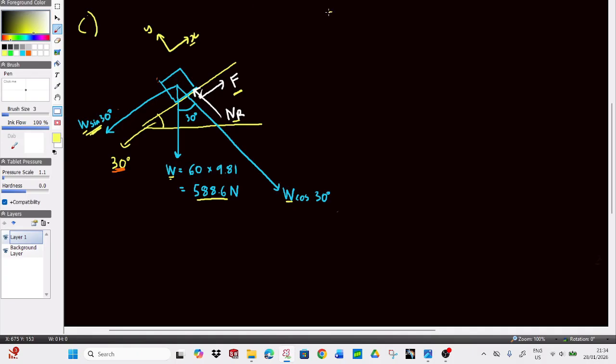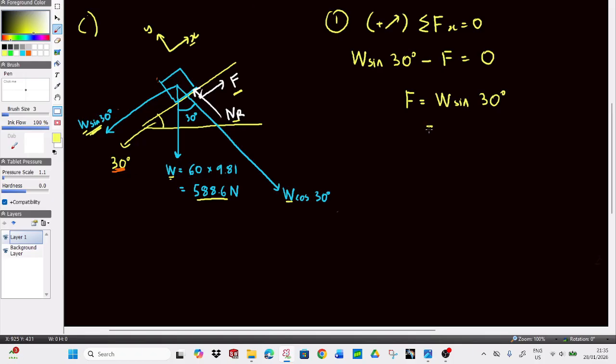So if we take our x-axis to be positive, the summation of Fx equals 0. In order to prevent the crate from going down, W sine 30 minus the frictional force F is equal to 0. So that means our F is equal to W sine 30. W is 588.6, and times sine 30, we know that sine 30 is half. So you multiply 588.6 by half, and it's 294.3 newtons.